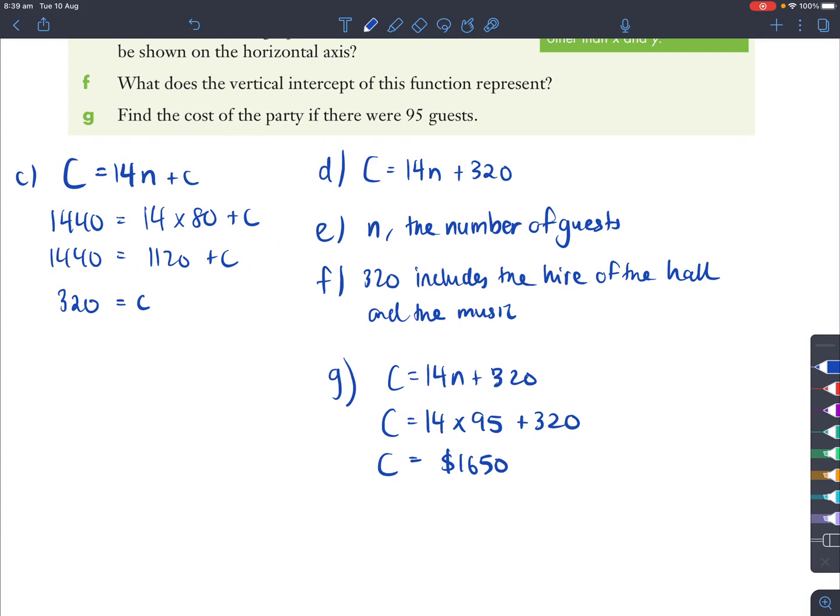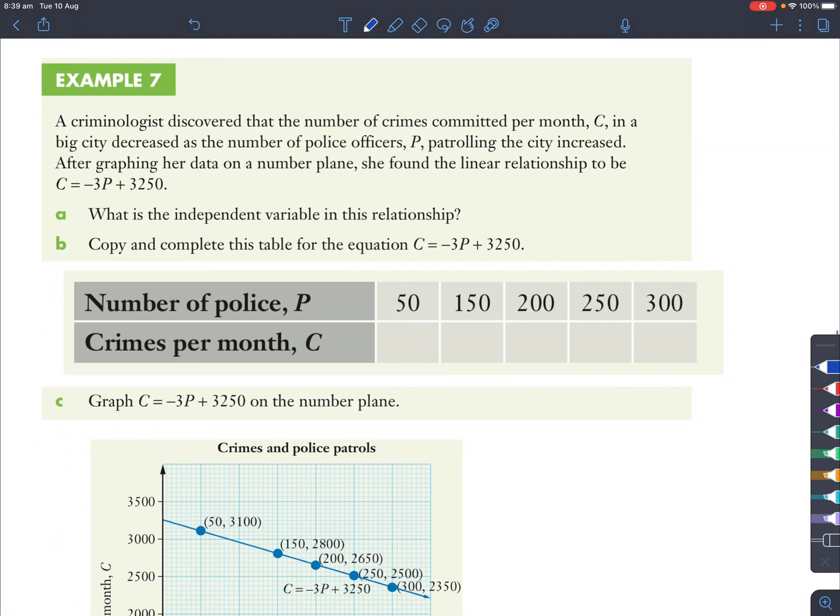Because next we're going to look at example 7. Right. In example 7, a criminologist discovered that the number of crimes committed per month, C, in a big city decreased as the number of police officers, P, patrolling the city increased. After graphing her data on a number plane, she found the linear relationship to be C is equal to minus 3P plus 3,250. What is the independent variable in this relationship?